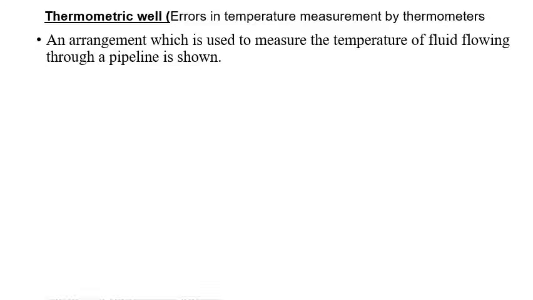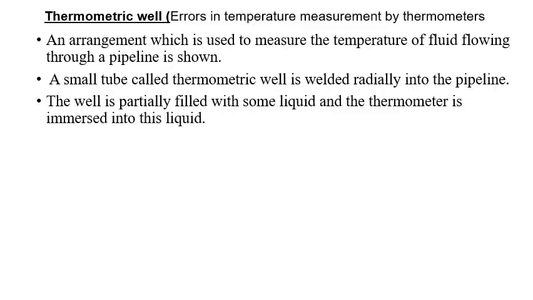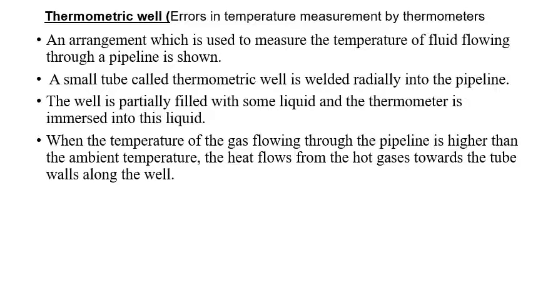So an arrangement which is used to measure the temperature of fluid flowing through the pipe is shown. We have seen that one. A small tube called a thermometric well is welded radially to the pipeline. The well is partially filled with some liquid, and a thermometer is immersed in the liquid.